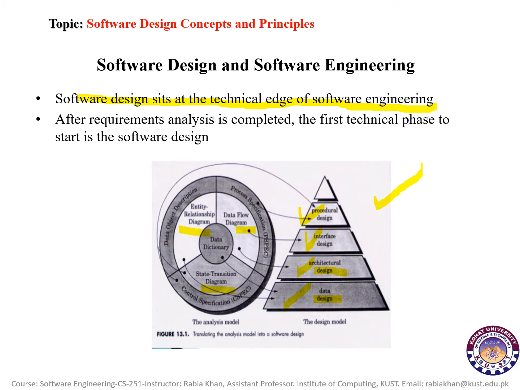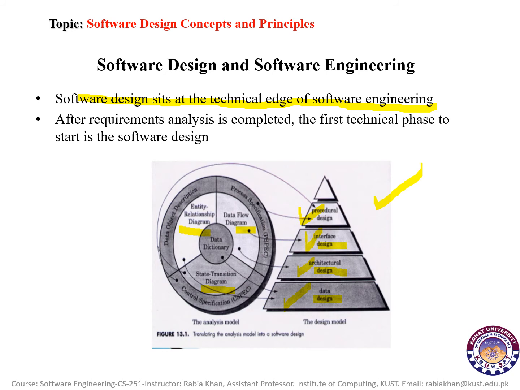The third subphase of design is the interface design. The interface design describes how the software will communicate with itself, with systems that interoperate with it, and with the humans who will use it. An interface implies the flow of information and a specific type of behavior. Therefore, data and control flow diagrams provide much of the information required for the interface design.